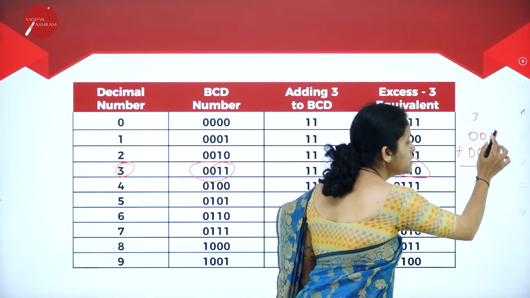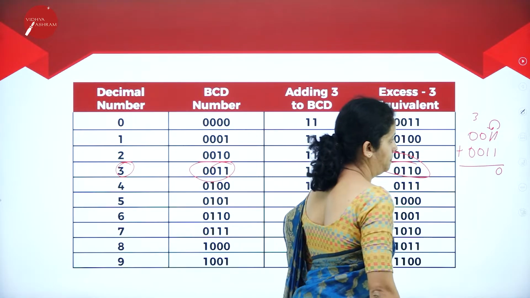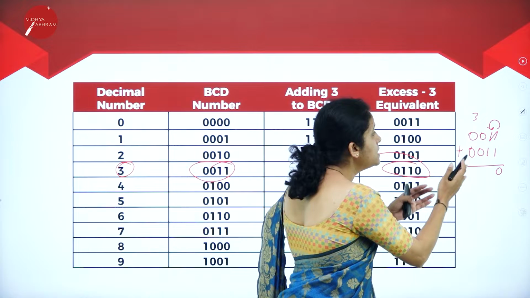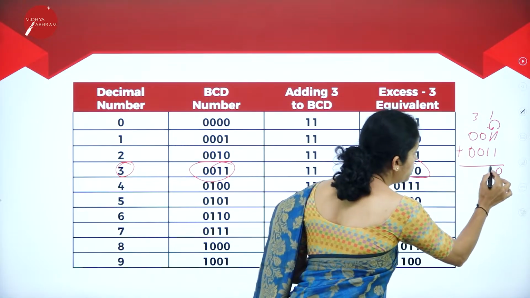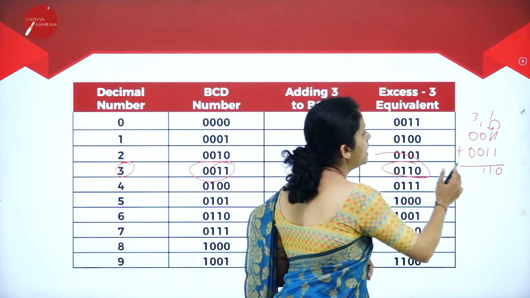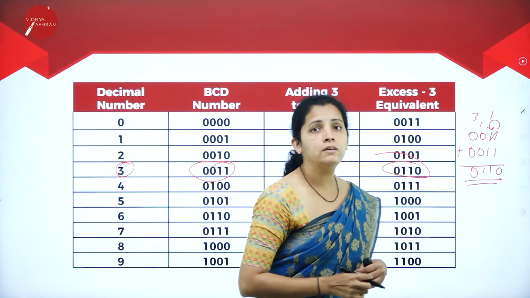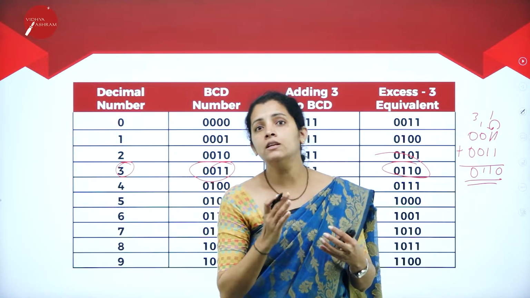Now 1 plus 1, sum is 0, 1 is carry. Now 1 plus 1, it is 1, 0, plus 1, it is 1, 1. So I'll write 1 here and 1 is carry. I'll write it here. Now 0 plus 0, it is 0. So this is the Xs3 representation of given 3.